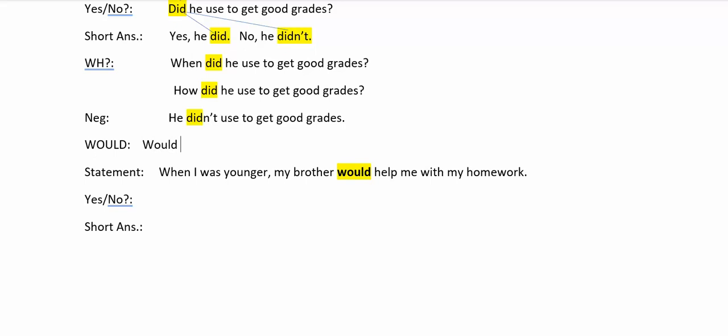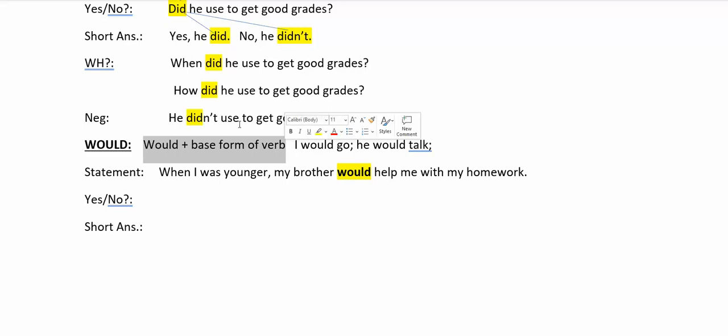Would is followed by the base form, right? So it's like I would go. It's not a complete sentence. He would talk, right? So would is followed by the base form. And so there's no ed, there's no past tense marker. Okay, there's no past tense marker.